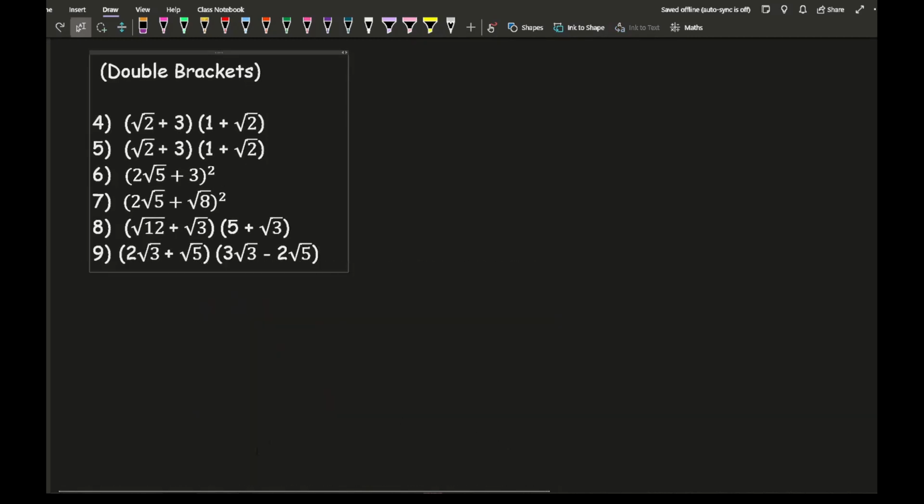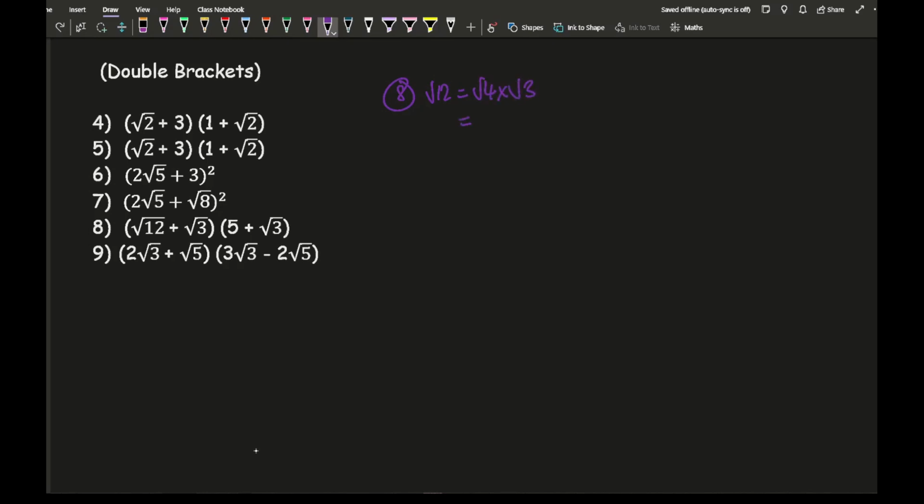So looking at question 8, and we've got root 12, which is root 4 times root 3. What you'll do is, when you've done enough surds, you'll start to recognize that root 12 can be written as 2 root 3 straight away. So from this, that's the only surd I can simplify.